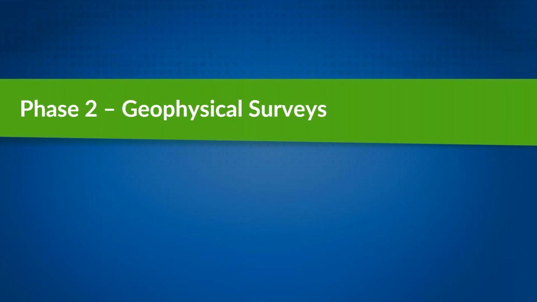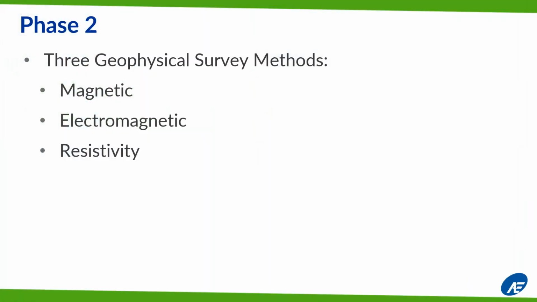Phase 2 was the intrusive work, in which we used three geophysical methods: magnetic, electromagnetic, and resistivity. After reviewing the historic and existing data, the team proposed these methods, and they were used to delineate the geological structures at the site and to establish the most effective drilling locations so we could maximize and capture the most amount of groundwater in the fracture zones at the site.